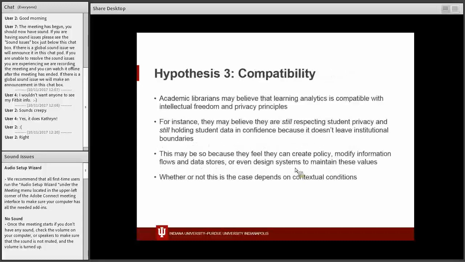And the third one is compatibility. Academic librarians may believe that learning analytics is actually compatible with intellectual freedom and privacy principles. They may believe they are still respecting student privacy and still holding student data in confidence because it doesn't leave institutional boundaries. It's still staying within the institution. It's not like they're disclosing it to insurers or credit reporters, so therefore privacy is still protected.